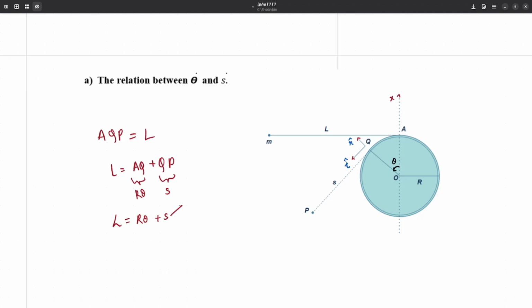Here s is not a constant. Therefore, differentiating with respect to time, we get 0, as L is a constant, equal to r theta dot plus s dot. Hence we can write s dot plus r theta dot to be equal to 0.